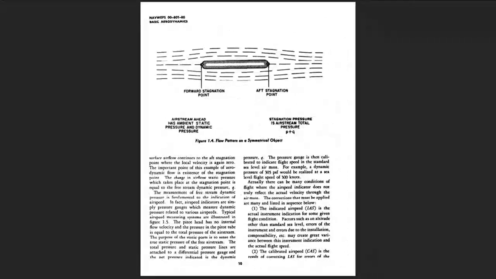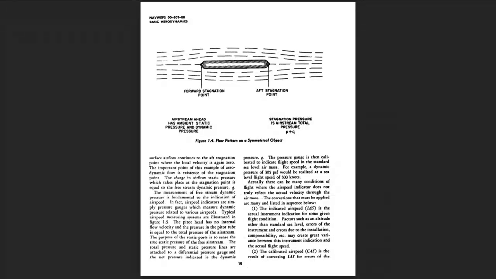Airspeed measurement. If a symmetrically shaped object were placed in a moving airstream, the flow pattern typical of figure 1.4 would result. The airstream at the very nose of the object would stagnate, and the relative flow velocity at this point would be zero. The airflow ahead of the object possesses some certain dynamic pressure and ambient static pressure. At the very nose of the object, the local velocity will drop to zero, and the airstream dynamic pressure will be converted into an increase in static pressure at the stagnation point.